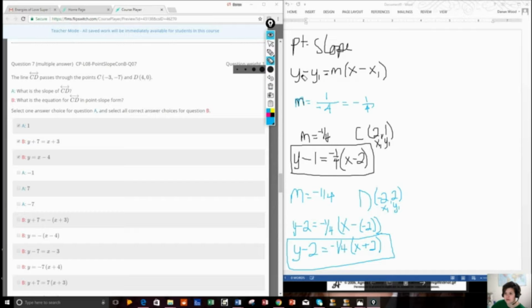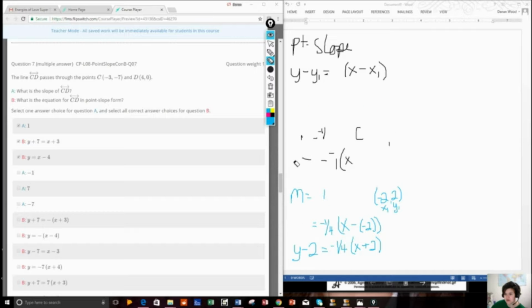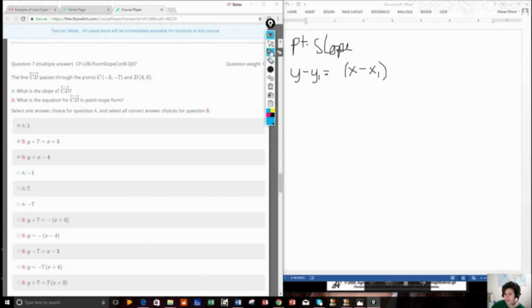Okay, so we're looking again for the slope and the equation in point slope form. Alright. Oh, that was too big. I accidentally erased the M in our general formula. Okay. So we have these 2 points, C and D. What is the slope of CD?